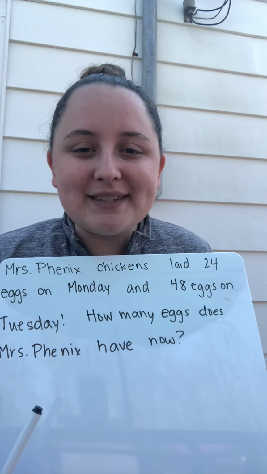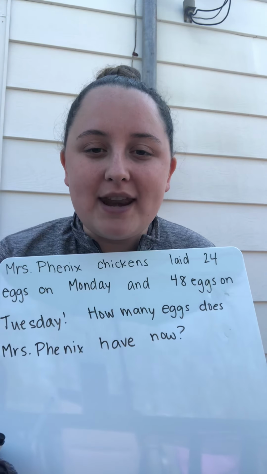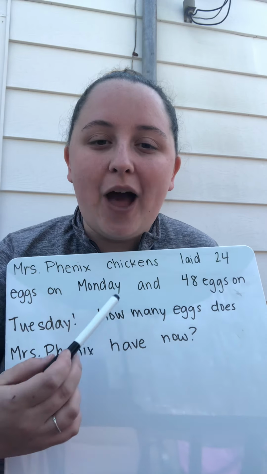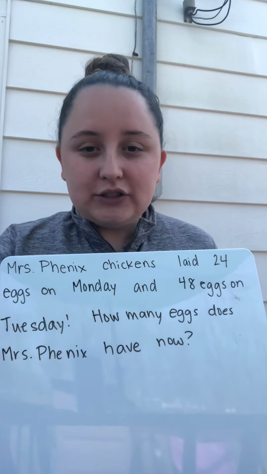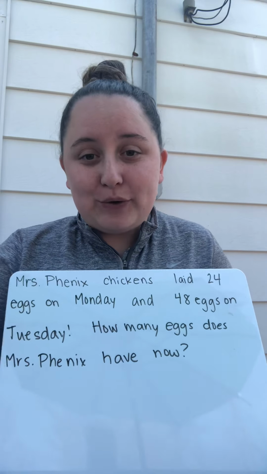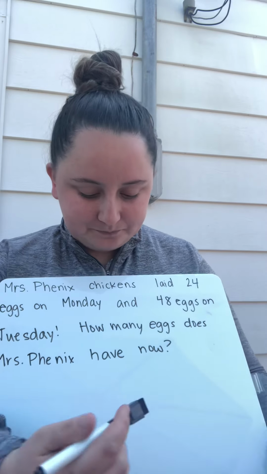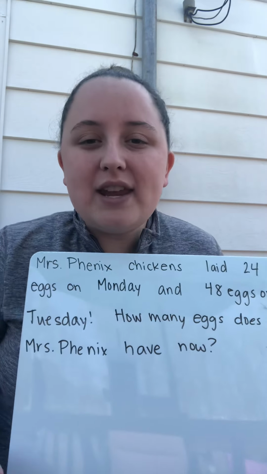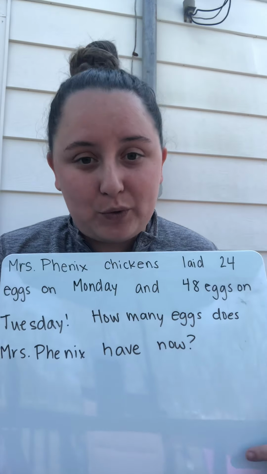My problem says, Mrs. Phoenix's chickens laid 24 eggs on Monday and 48 eggs on Tuesday. How many eggs does Mrs. Phoenix have now? So first thing that we always want to do with a word problem is underline important information. So what is one important piece of information we need to remember about this word problem?